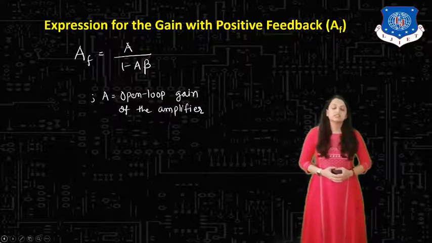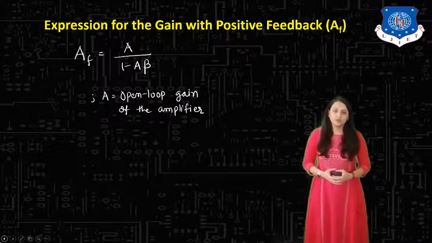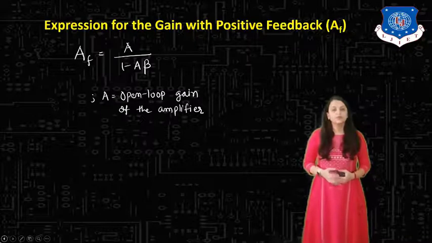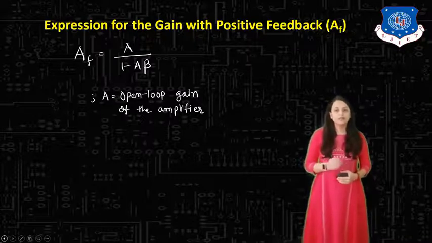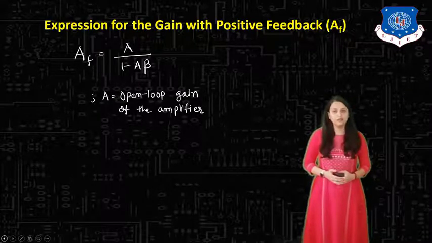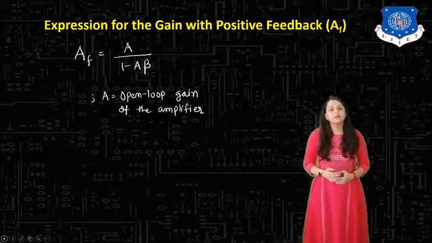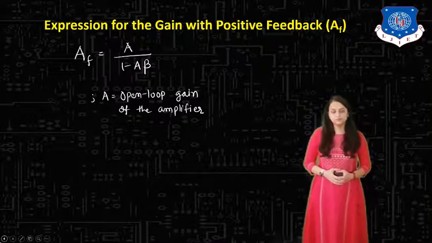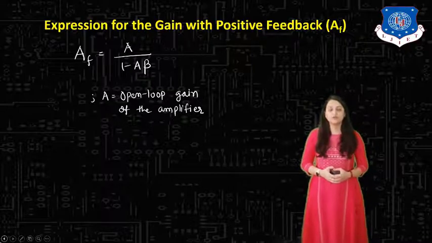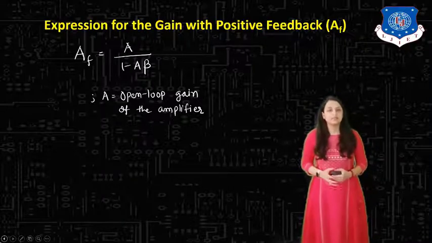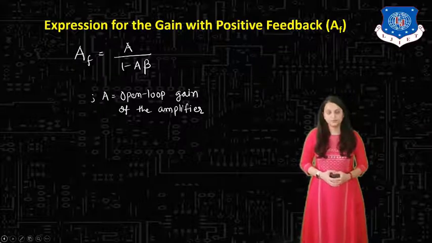So this is important from the examination point of view as well. I repeat again, the formula of feedback gain, that is the positive feedback gain for the oscillator, is given as A divided by 1 minus A into beta. Because we are using positive feedback, that's why the minus sign is there in the denominator. Okay.